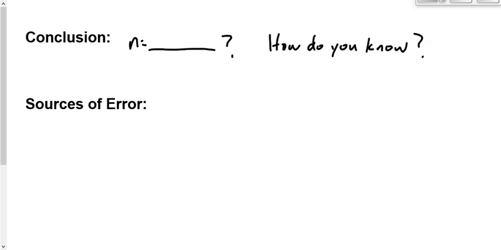Finally, you're going to have a conclusion which relates to the problem. What is the index of refraction? And then how do you know? So you've gone through this enough times that you know to just write the index of refraction is 1 point.